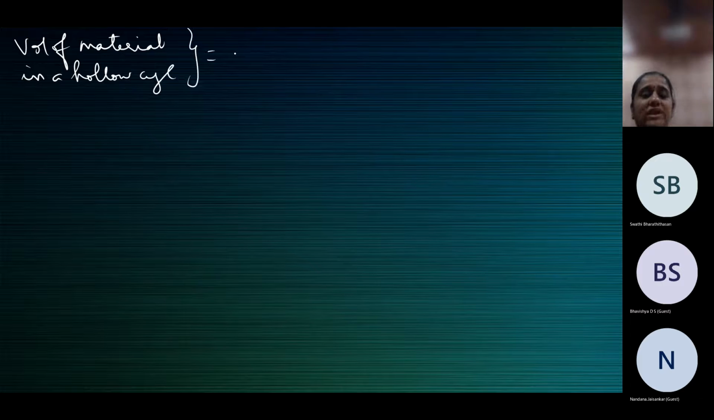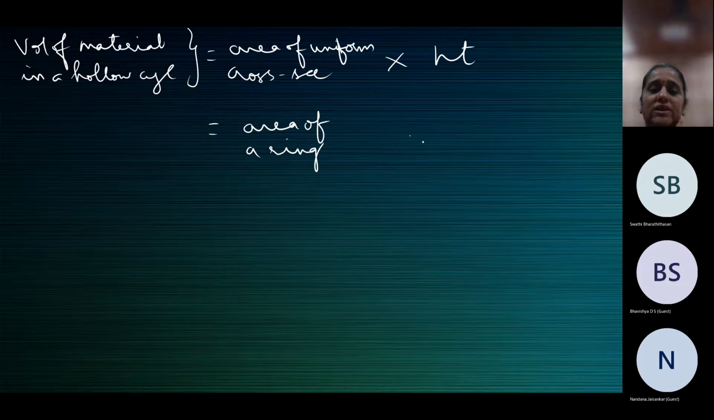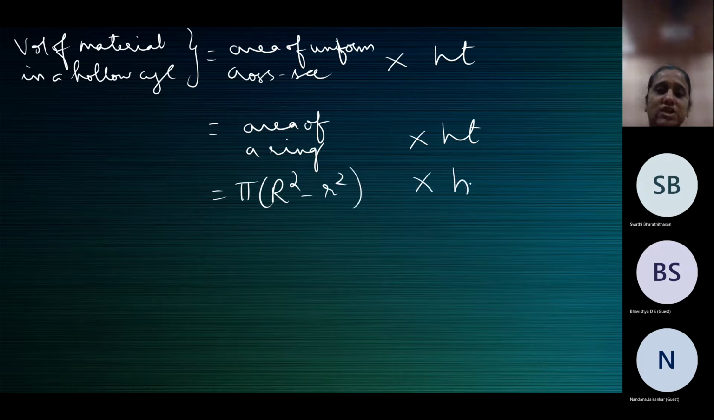Volume is the area of uniform cross section into height. This is how we have understood volume. The cross section is a ring, so the area of the ring into height. The area of the ring is pi capital R square minus small r square, into the height, which is h. The height of the cylinder is h.